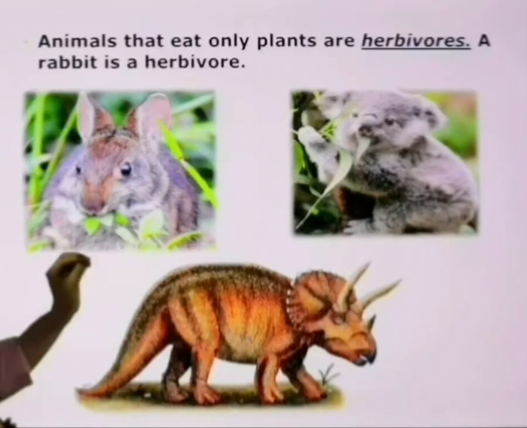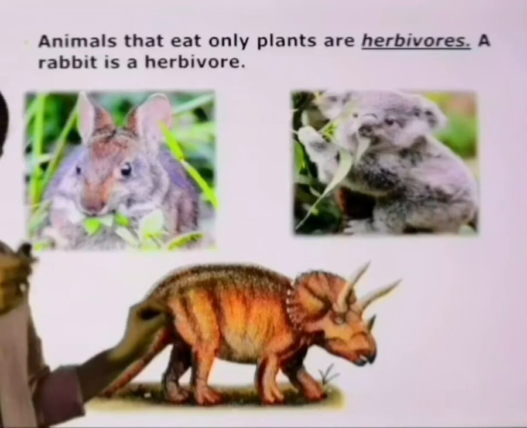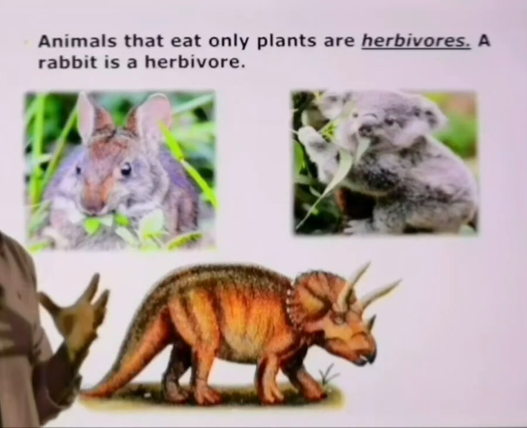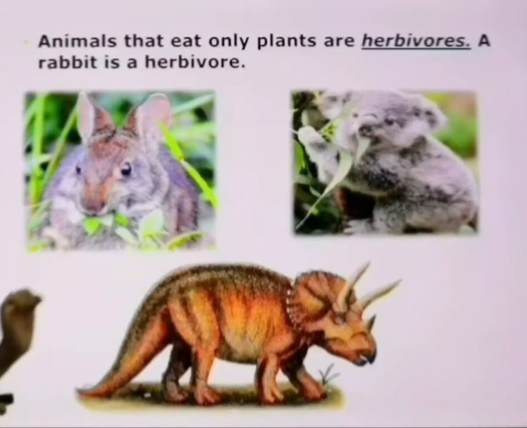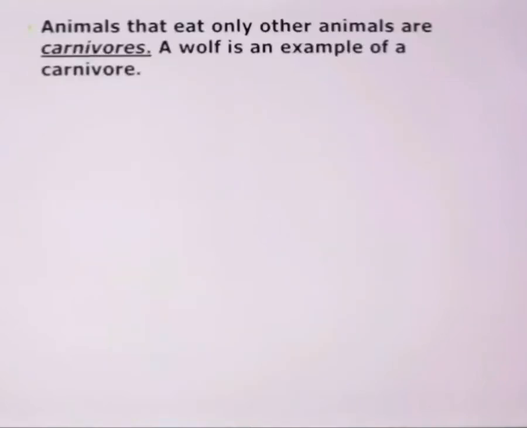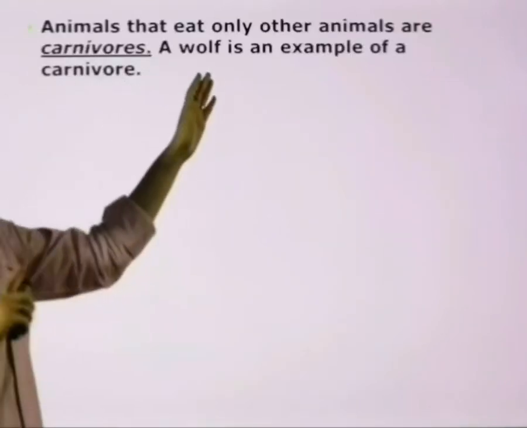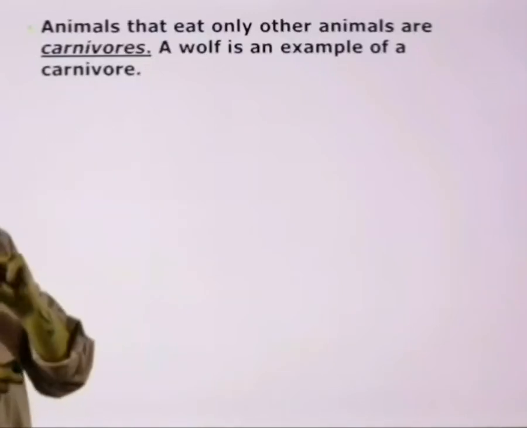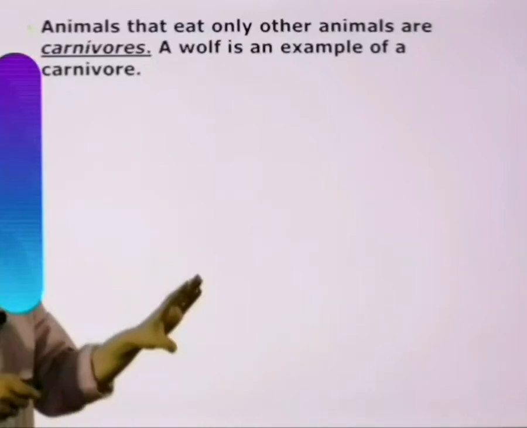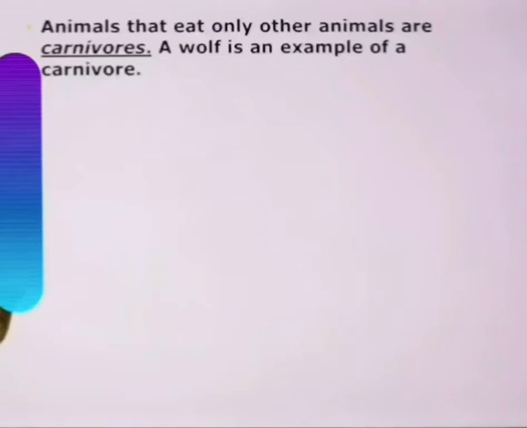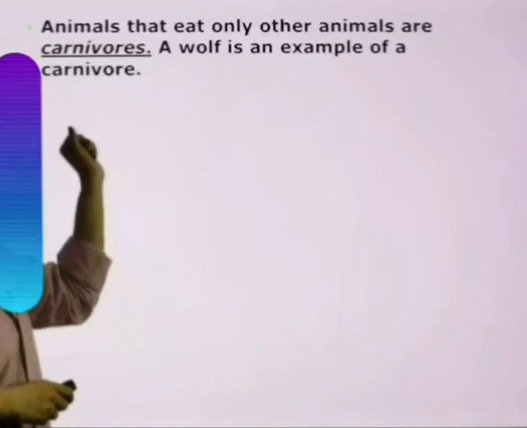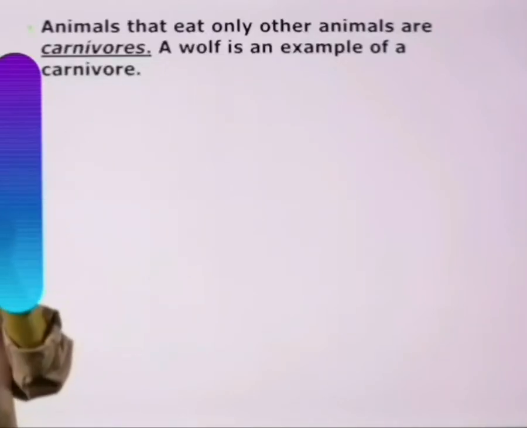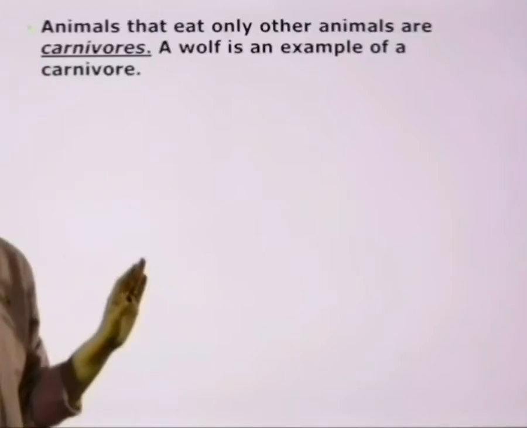Also, the surprise is that some dinosaurs were also vegetarian or herbivores. They only ate vegetables. Animals that eat only other animals are carnivores. Animals that eat only meat are called carnivores. A wolf is an example of a carnivore because wolves eat only other animals. They do not eat plants.